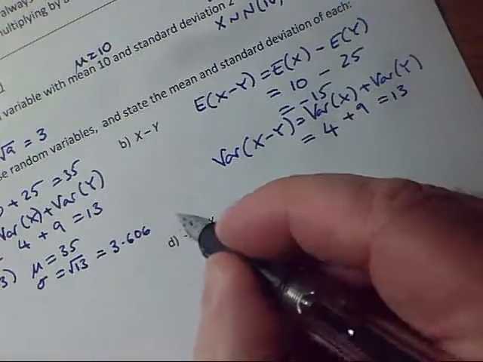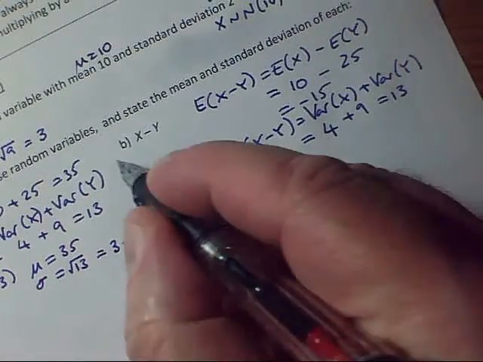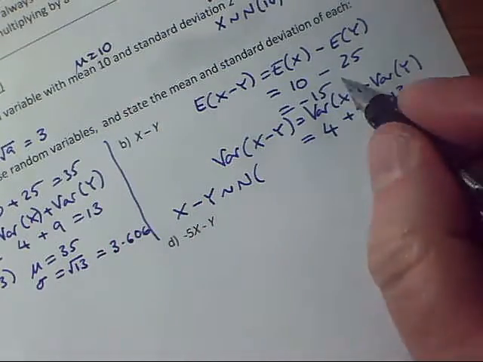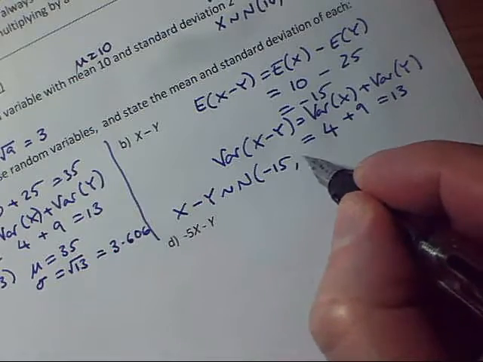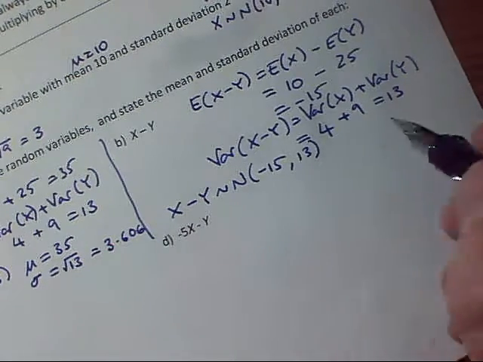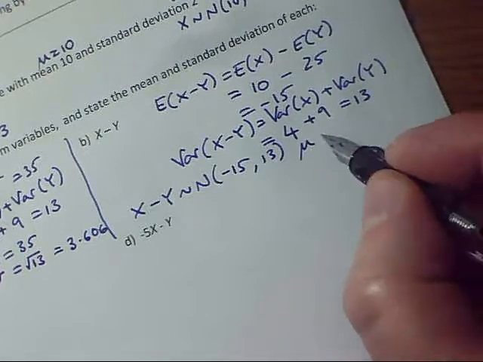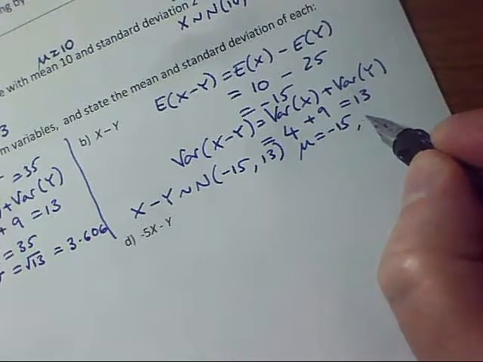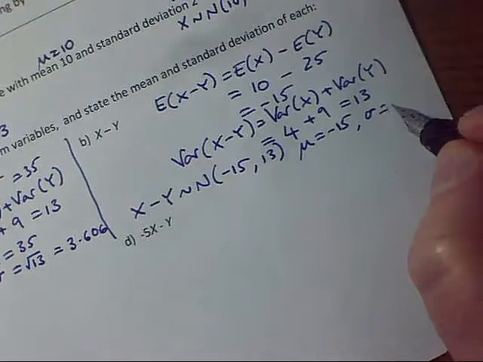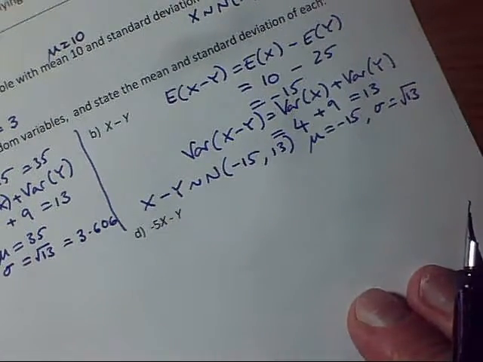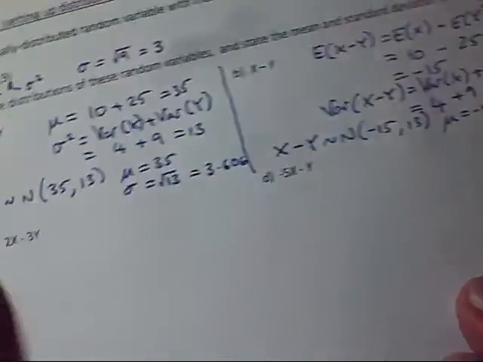So therefore, the distribution of x minus y is normal with mean minus 15 and variance 13. I'm asked to state the mean and standard deviation. So the mean, I've already got, is minus 15, and the standard deviation is not the 13, it's the root 13, which is that same 3.606 number, if I want it as a decimal. But I'm going to move on.